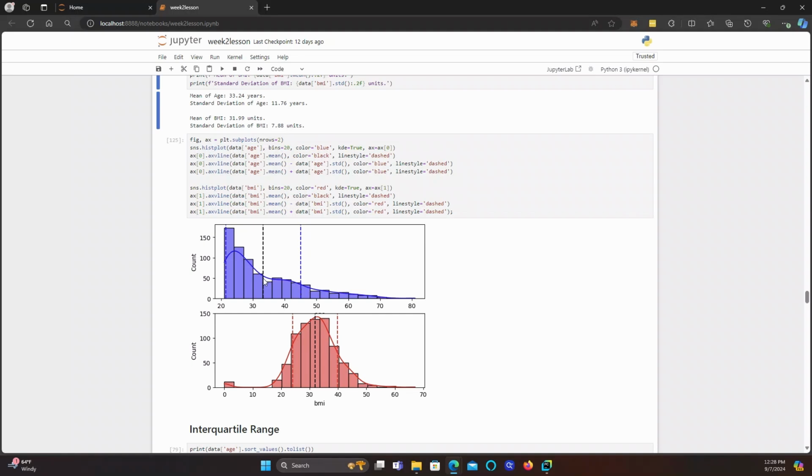Here's a histogram of age. This is the mean of 33 plus or minus 12. And here is BMI. Here's the mean of 32. There we go. Plus or minus 8.